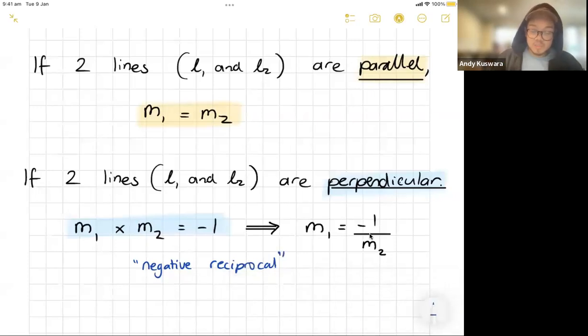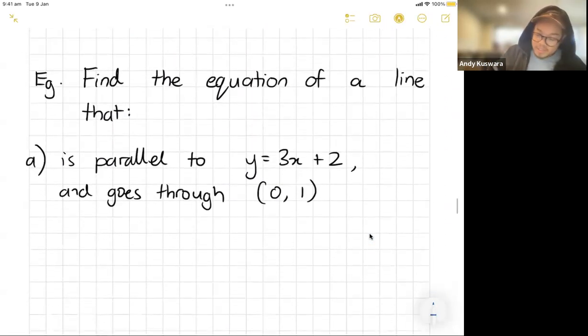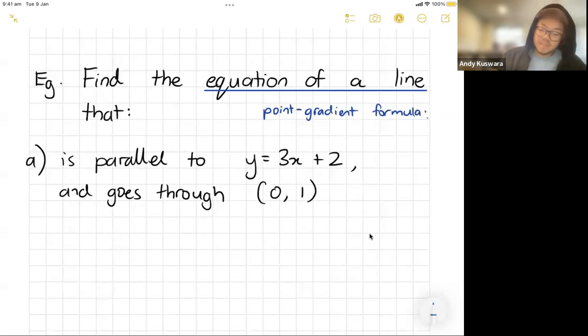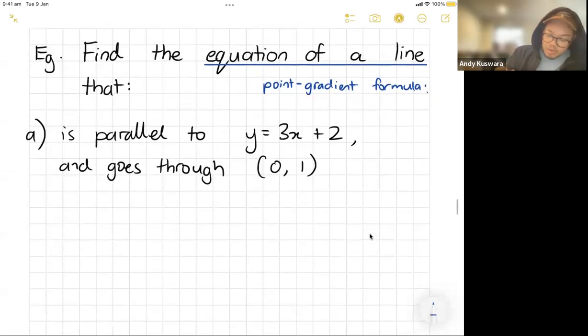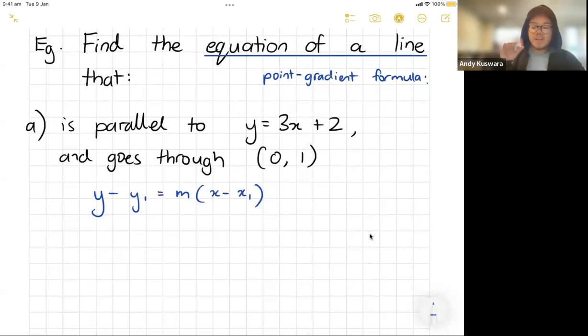Let's see how some questions may look. Okay, let's put it all together. Find the equation of a line. So again, after I see that, I'm thinking it's the point-gradient formula. Immediately, that's my first thought. It says I want to find the equation of a line that is parallel to that and goes through a point. So let's start with this formula: y - y1 = m(x - x1). That's my starting point. I'm always going to start with my formula and then substitute things in.